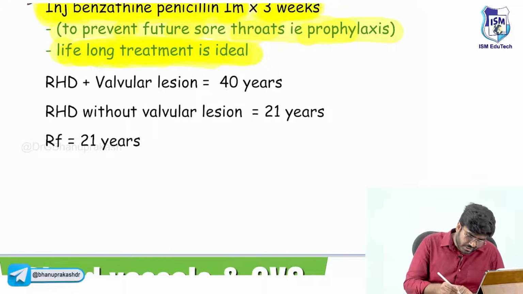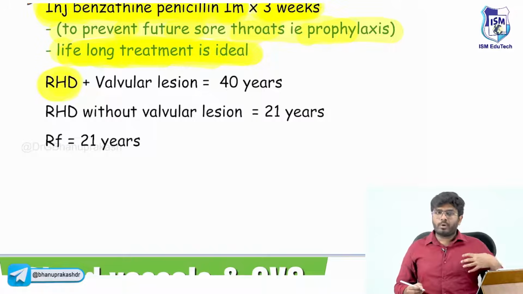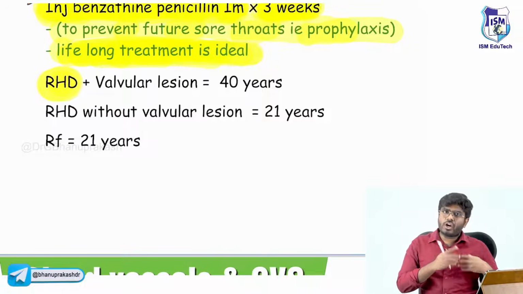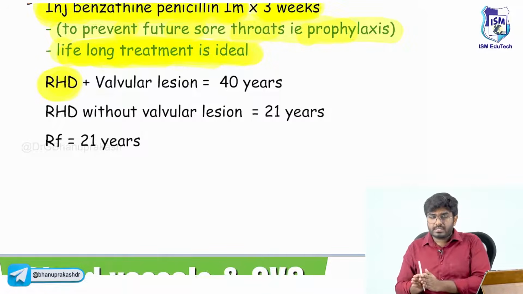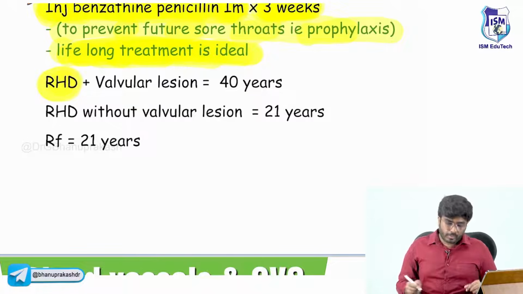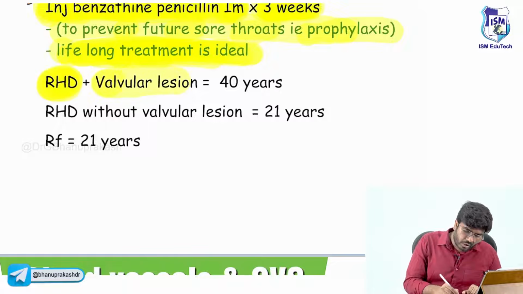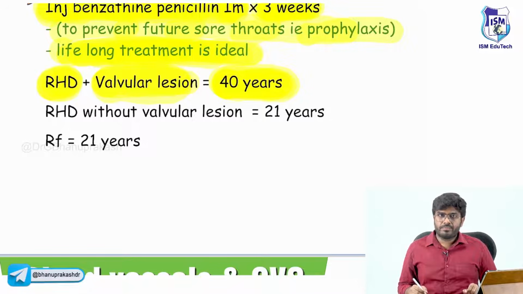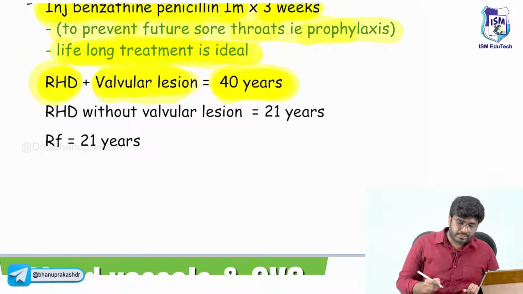So in the questions, if the patient has heart involvement, rheumatic heart disease, the heart is affected, and also the valves are affected. The mitral valve is also affected, not just pericarditis or myocarditis. Endocarditis, valvular involvement is there. That is rheumatic heart disease with valvular lesion. So at least for 40 years you have to take the benzathine penicillin. Sorry, not IV, IM benzathine penicillin. For 40 years he has to take that.